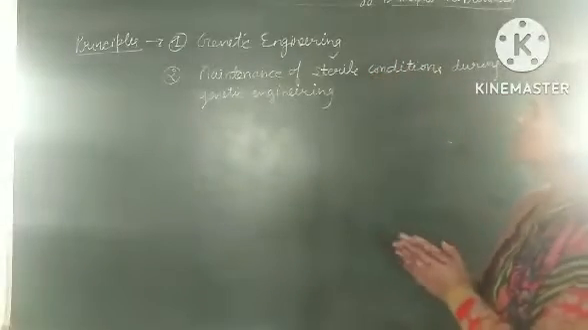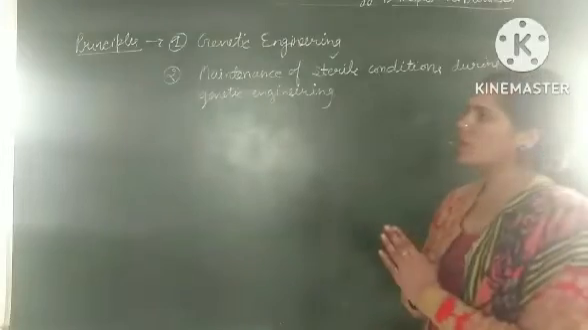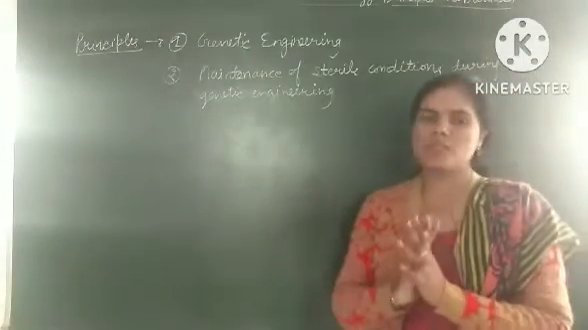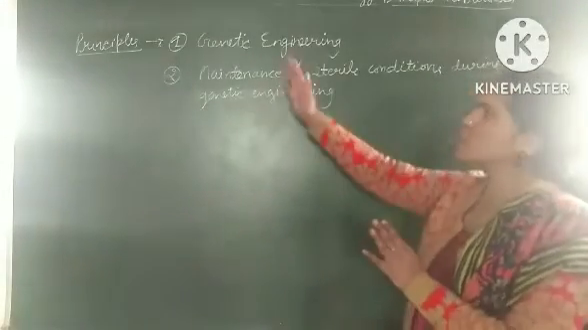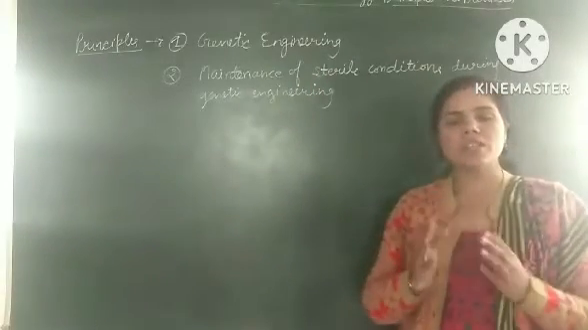Chapter 11, Biotechnology Principles and Processes. So, first we are talking about the principles. There are two principles in biotechnology. First is genetic engineering. In genetic engineering, we alter the DNA.